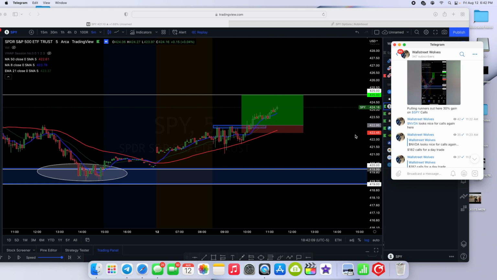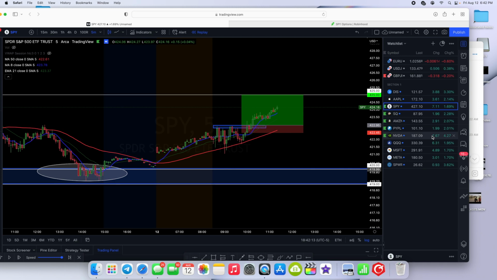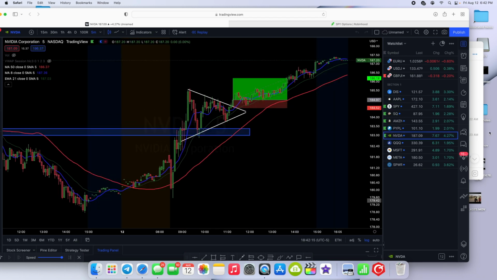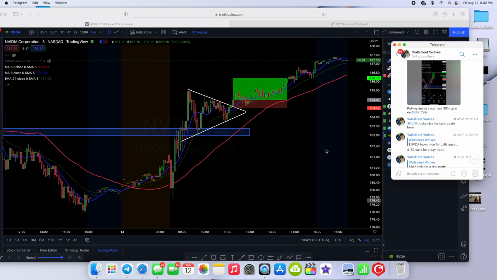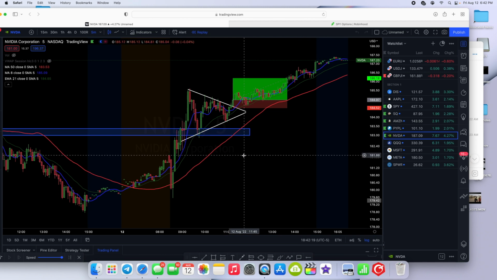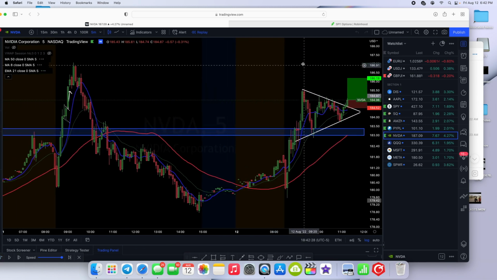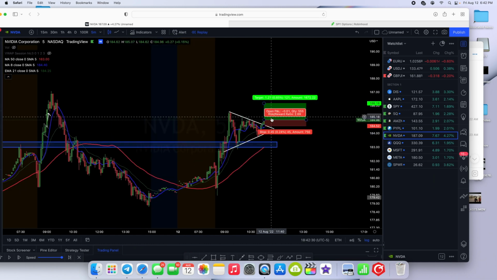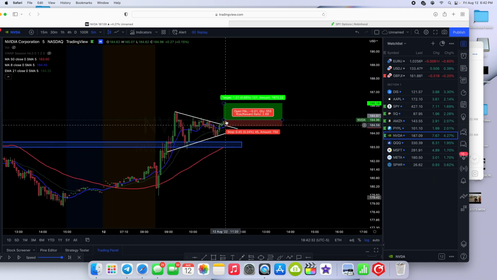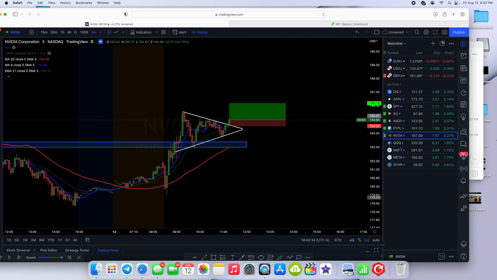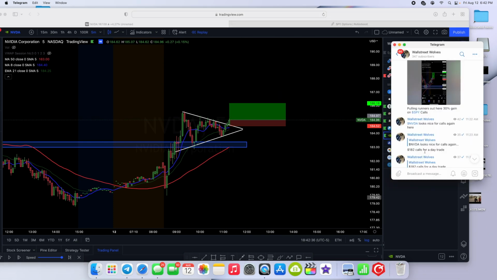NVDA looks nice right here for calls again. NVDA 182 calls. So this was at 11:23. Okay, so I think we did. Yeah, I knew we entered this. So right here, 11:20. As soon as we seen this triangle, we drew it up. We seen a breakout. We alerted you guys to go ahead and buy NVDA again. So NVDA at 11:23, you want to look for the 182 strike price.